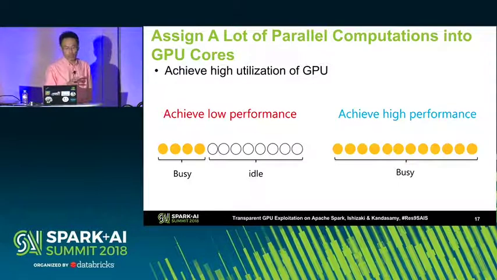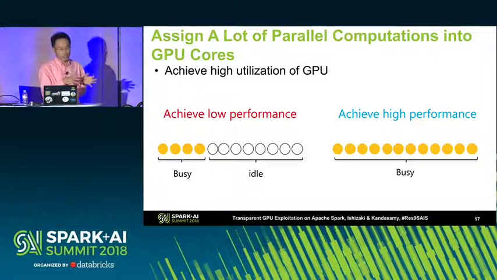Regarding the first, I'd like to talk about why it is important to assign lots of computation to GPU cores. GPU can achieve high performance, as you have already seen in the HPC area and the deep learning area. This is because a GPU has a lot of cores, and all of the GPU cores are very busy.